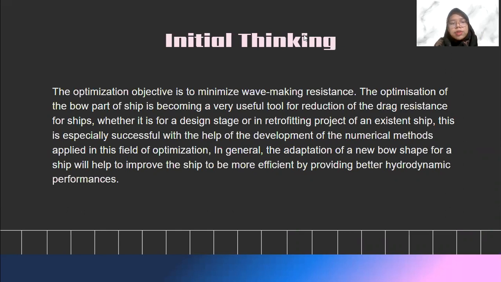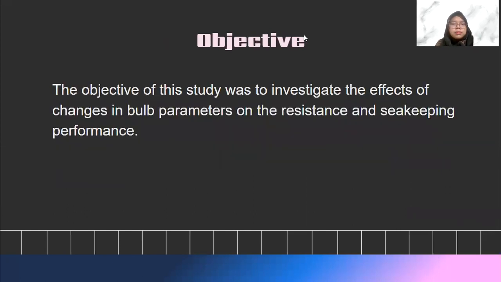The optimization of the bow part of a ship is becoming a very useful tool for reduction of the drag resistance for ships. Whether it is for a design stage or in a retrofitting project of an existing ship, this is especially successful with the help of the development of numerical methods applied in this field of optimization. In general, the adaptation of a new bow shape for a ship will help to improve the ship to be more efficient by providing better hydrodynamic performance. And then the objective of this study was to investigate the effects of changes in bow parameters on the resistance and seakeeping performance.